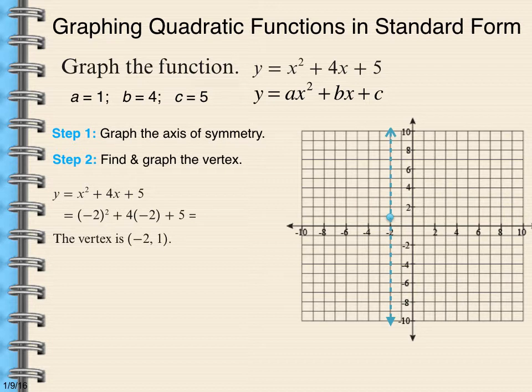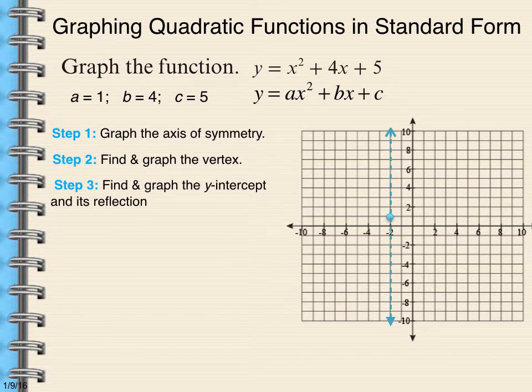Now because a, the leading coefficient, is positive, I know that this curve is concave up. So when I go to find my y-intercept, which would be the next step, I expect it to be above the vertex. To find the y-intercept, when it's in standard form, I set x equal to 0, and so the y-intercept will always be the c value, the constant term, in this case 5. So here we'll plot the y-intercept. Notice that it's 2 away from the axis of symmetry, so we can plot the other point that's 2 away in the other direction. Here we have 3 points that lie on this curve.